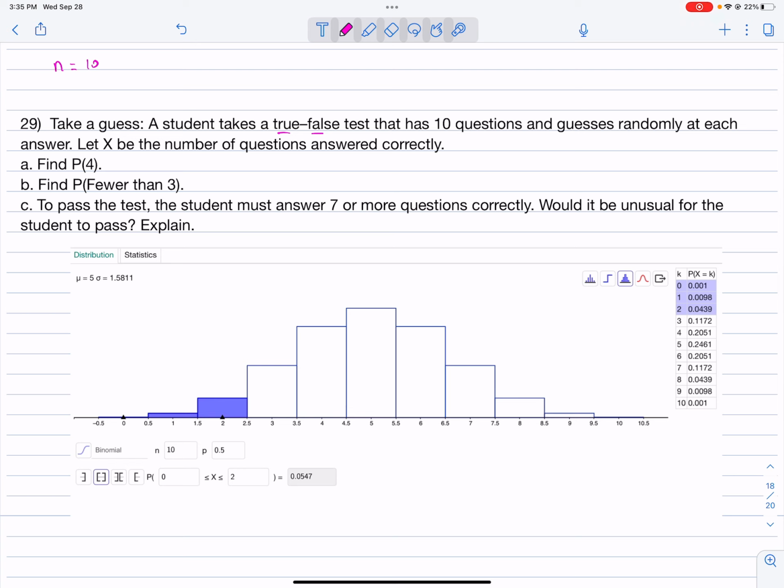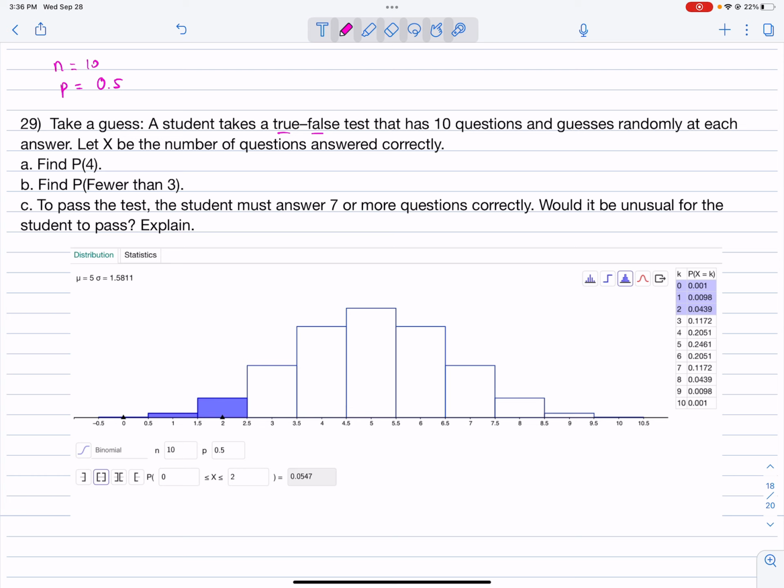The outcomes are independent. The trials are independent. For example, if you know the answer for the first one, it doesn't mean that you also know the answer for the second one. So we identify n is 10. The p is the probability of success. In this case, we are looking for the correct answer. For every trial, the probability of getting a correct answer is 0.5, so p is 0.5.